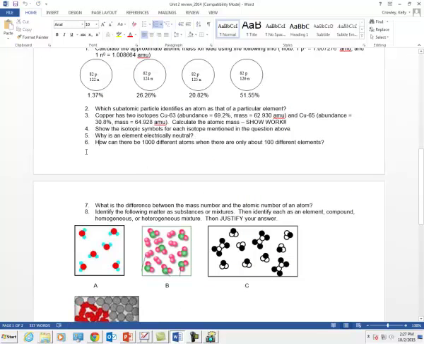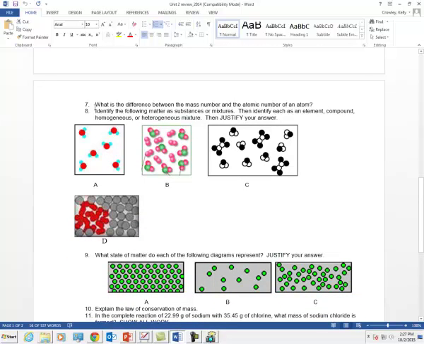Question number 6. How can there be thousands of different types of atoms when there's only about 100 different elements on the periodic table? Specifically, there's 118 elements. How can we have thousands of different types of atoms out there? Isotopes, that's right. They're the same atom, but a different number of neutrons, and so they have a different mass.